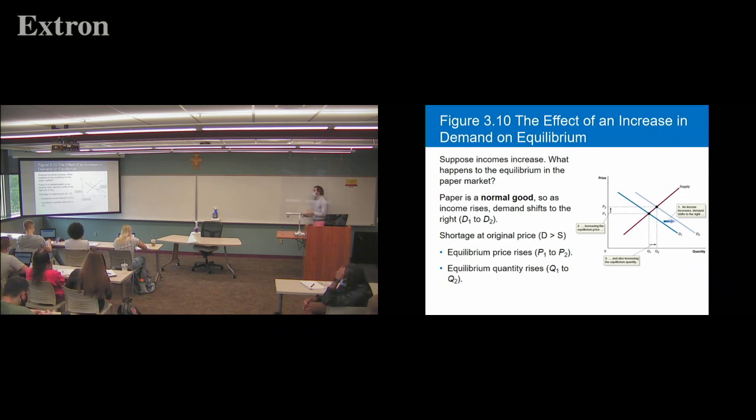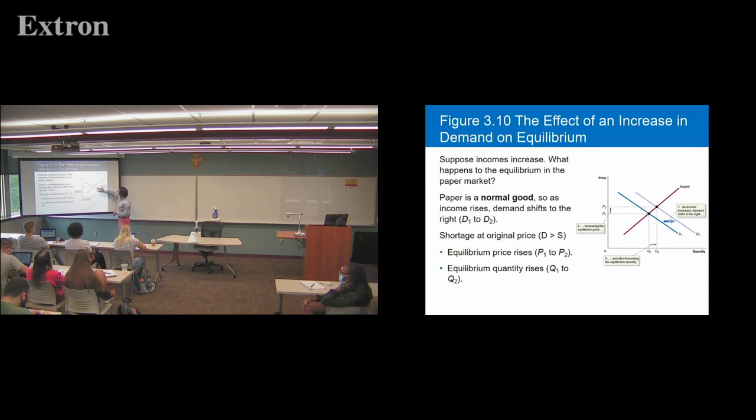All right, so now let's look at the demand side. Let's suppose that consumers' incomes increase. Consumers are now better off and they have more money to spend on goods and services. What's going to happen in the market for, let's say, paper? Since paper is a normal good, as consumer income rises, the demand curve is going to shift to the right. So it's going to move from D1 to D2. At the original price P1, there's going to be a shortage. So the equilibrium price rises.